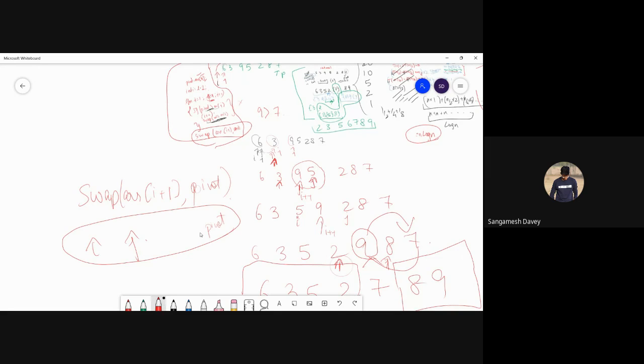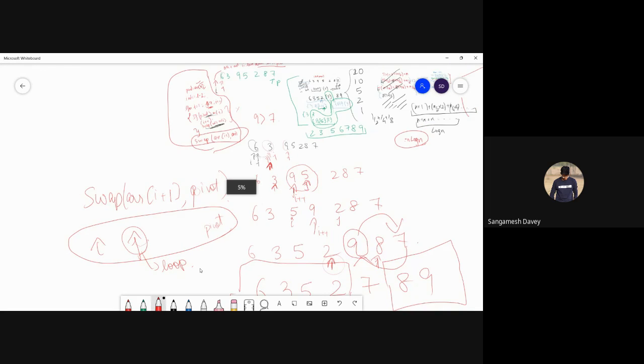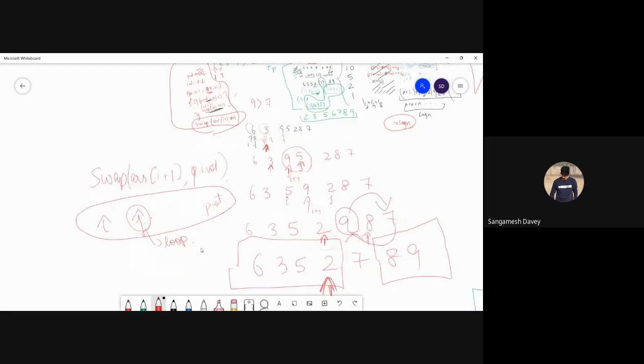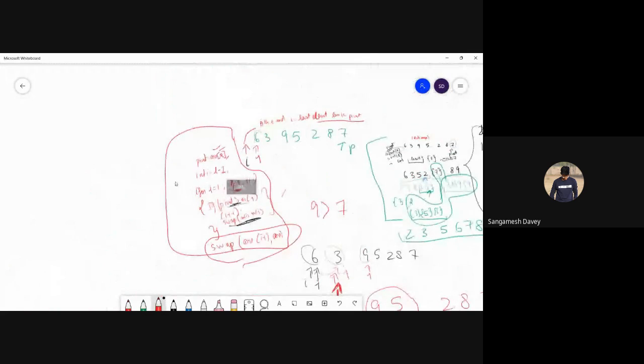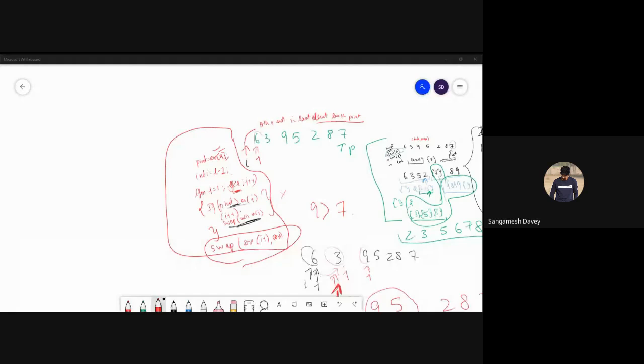What I will do is keep incrementing the J pointer. J is in a loop. If ARR of j is less than pivot, I will do I plus plus, and then I will swap ARR of I and ARR of j. That is what is happening. Once I show you the code, you'll probably understand better.